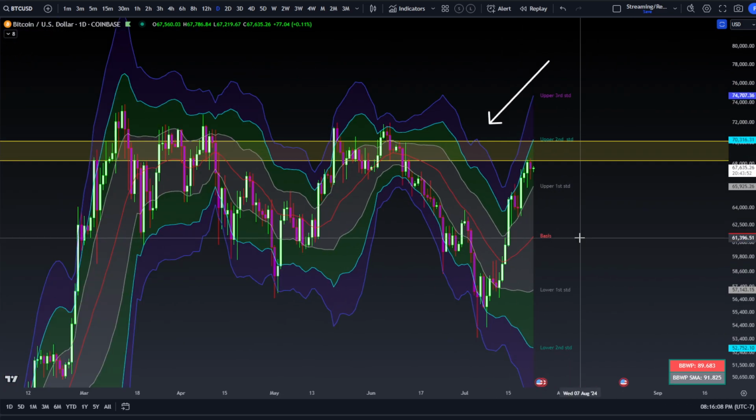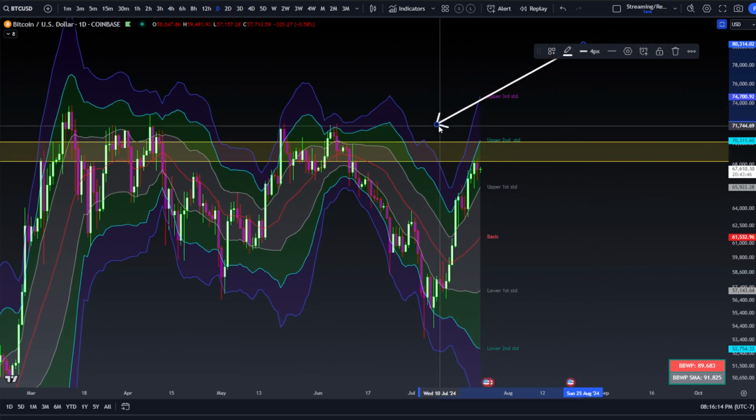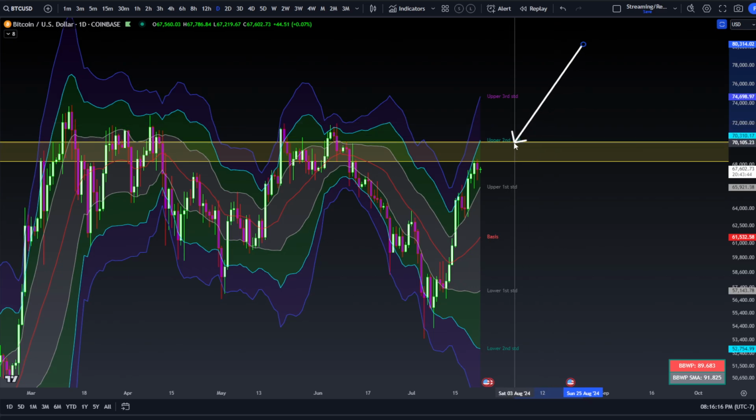Now, what does this really mean? Well, you can see that as it stands right now, with the upper second standard deviation, I'm not looking for a clean breakout and sky high prices. In fact, I would just encourage you to look at the bands as they are right now. $70,000 is basically where the upper second standard deviation is, right in this resistance area that we highlighted here. And then the upper third standard deviation is just shy of $75,000.